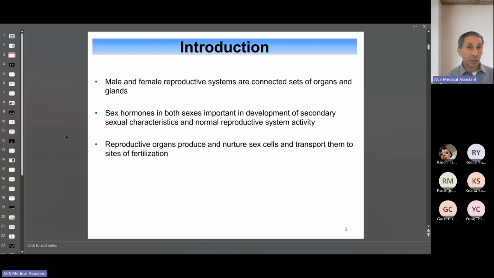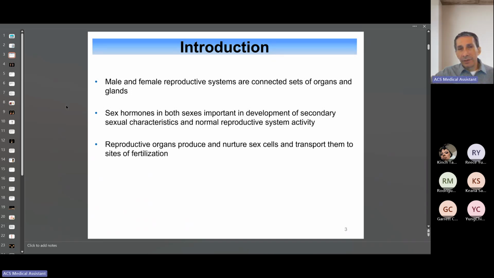And once again, these secondary characteristics are due to these sex hormones. We are going to talk in a little more detail about where these hormones are produced, exactly which glands are producing them. So we're going to talk about all these organs and glands that make up the male and the female reproductive system.